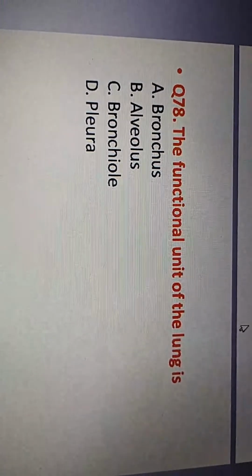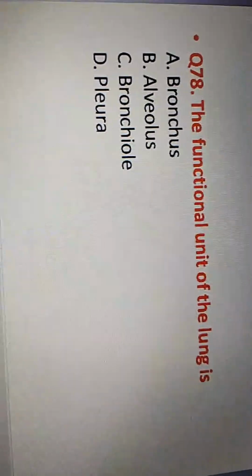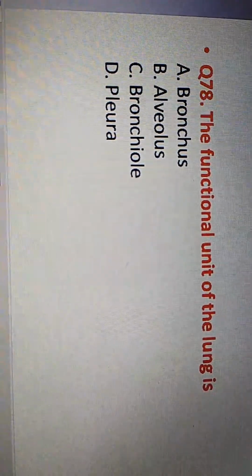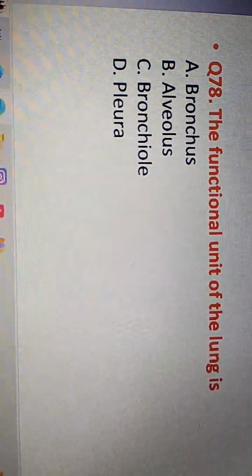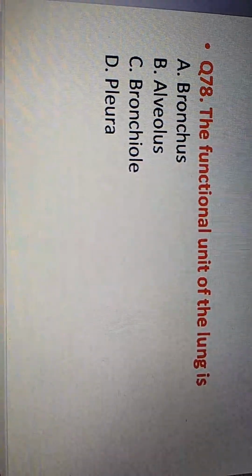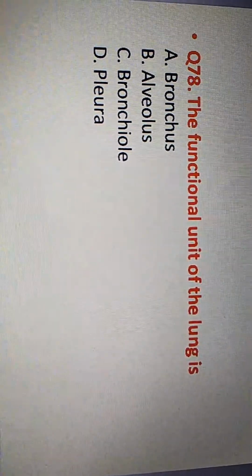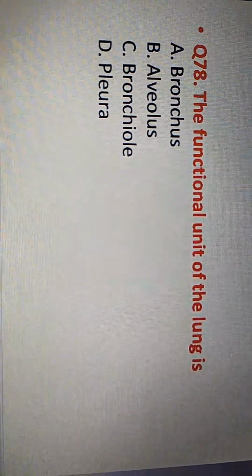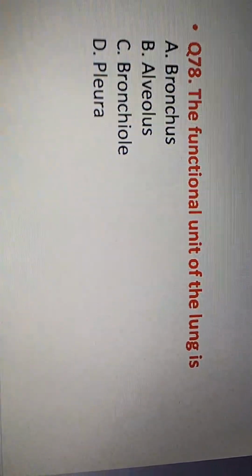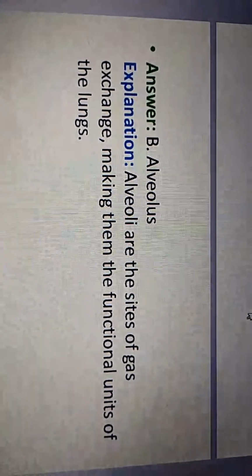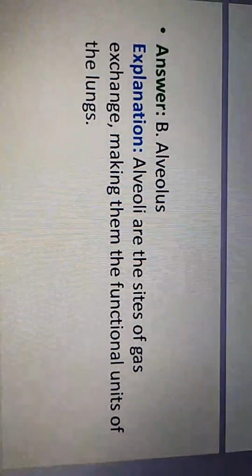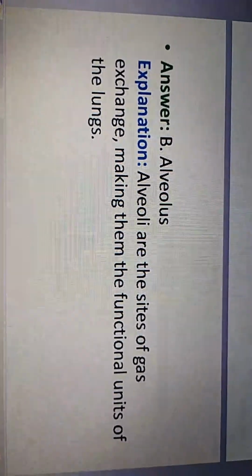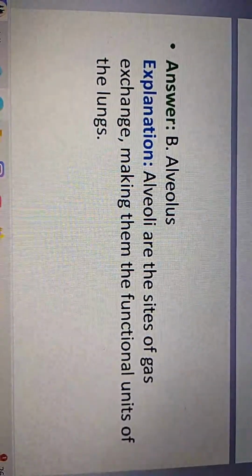The functional unit of the lung is? Option A, bronchus; option B, alveolus; option C, bronchiole; option D, pleura. The correct answer is option B, alveolus. Alveoli are the sites of gas exchange, making them the functional unit of the lungs.